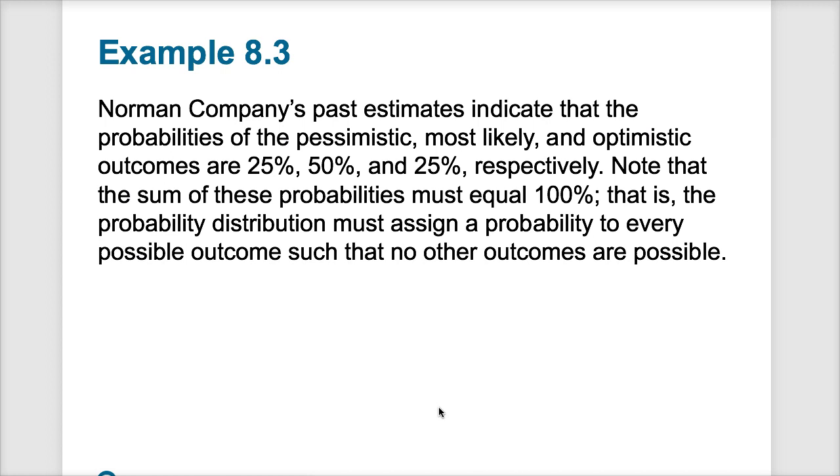So let's look at this example. Norman Company's past estimates. They're going to look at the probabilities of pessimistic, most likely, and optimistic. So we're going to put those at 25, 50, 25 respectively. So 25% refers to pessimistic, 50% most likely, 25% most optimistic. This has to equal 100% to be a continuum, and this is the probability distribution that we're going to be working with. So that's going to encompass all possible outcomes because it's within this 100%.